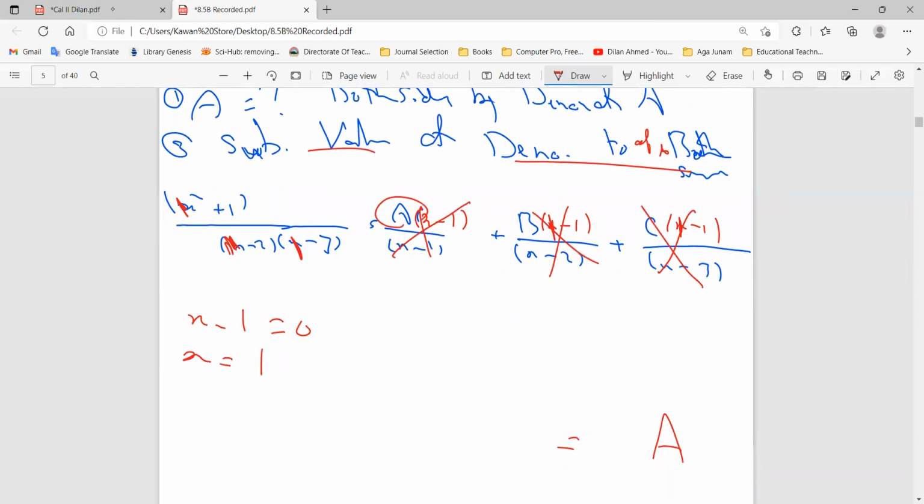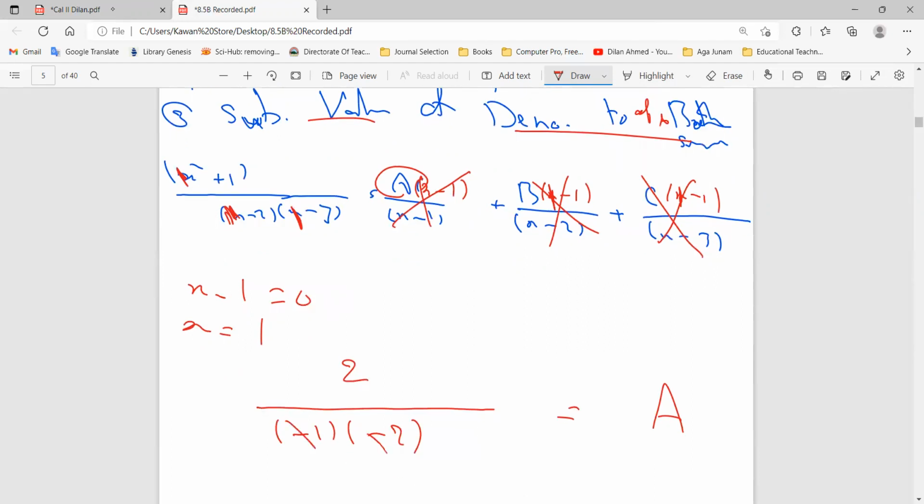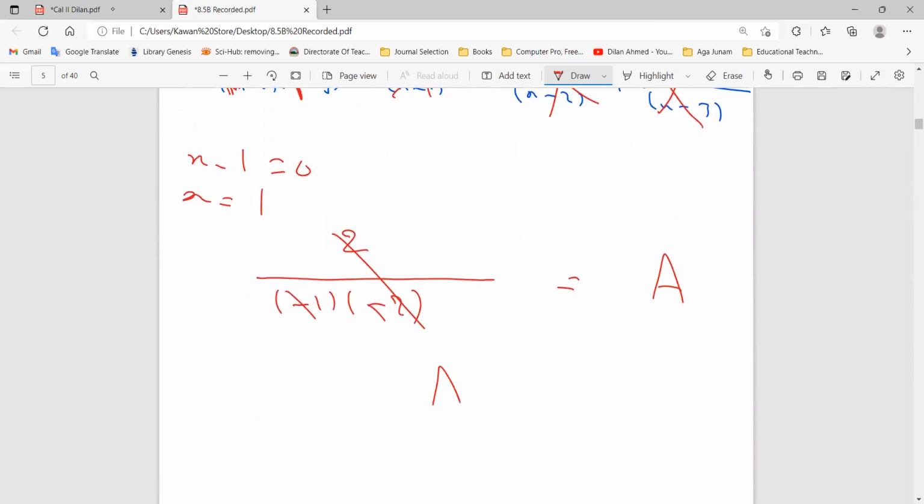How about the left side? I will get 1 squared plus 1, which is 2, over 1 minus 2, which is minus 1, so minus 2. So A equals 1, without making an equation. You don't need to.